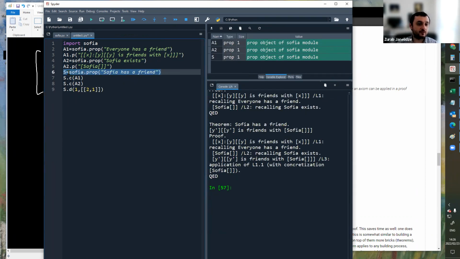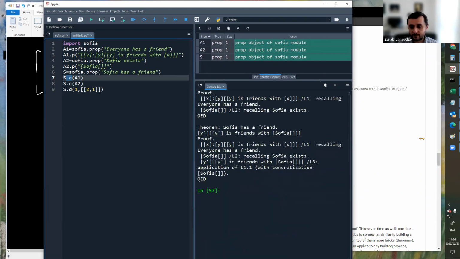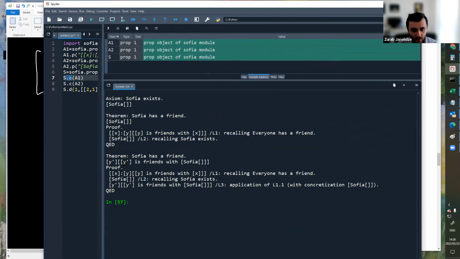So we are introducing another Sophia proposition, S. As I already said before, at this point, S is neither a theorem nor an axiom, but as soon as I start proving S, it becomes a theorem. It can't be turned into an axiom anymore. So the first line of the proof, this command .c, recalls an axiom or maybe a theorem that has already been proved before. So if I look at the output, I can see this explanation right here.